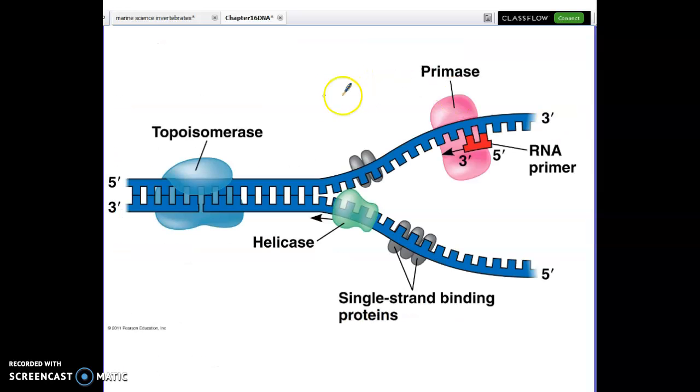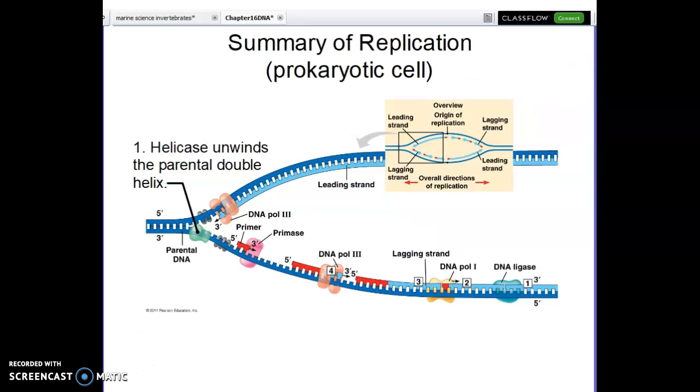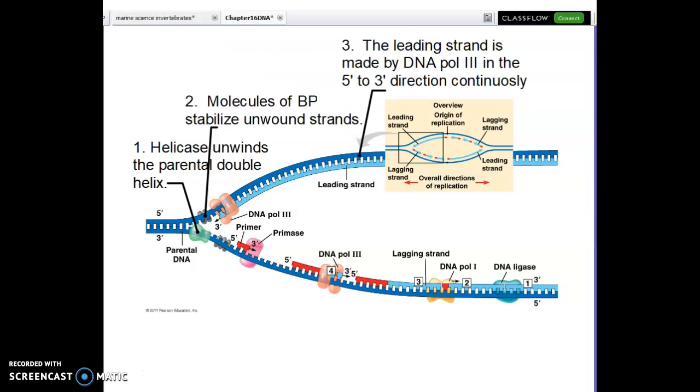Okay, so here's a better picture of that. This topoisomerase is going to hold the DNA strand while it's being untwisted, kind of like it's holding it down. Okay, you've got these little proteins here that are going to stabilize the unwound strands, and here's that enzyme helicase that is actually unwinding the DNA strand as we go. Okay, so helicase unwinds. I'm going to run through this step by step. All right, molecules of binding proteins are going to stabilize the two strands that are unwound, kind of like holding them down.